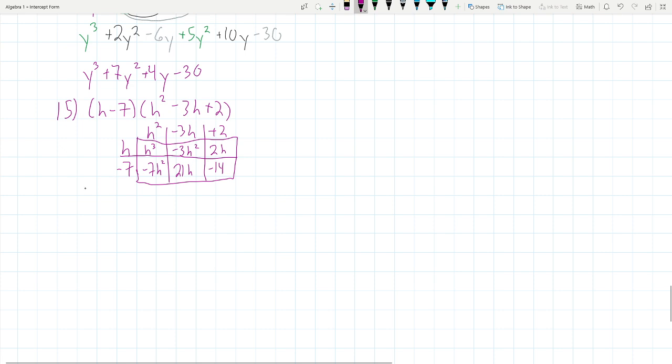Combine like terms, there's only this h cubed. Negative 7h squared and negative 3h squared makes negative 10h squared. 21h and 2h makes 23h, positive 23h. And then I have minus 14.